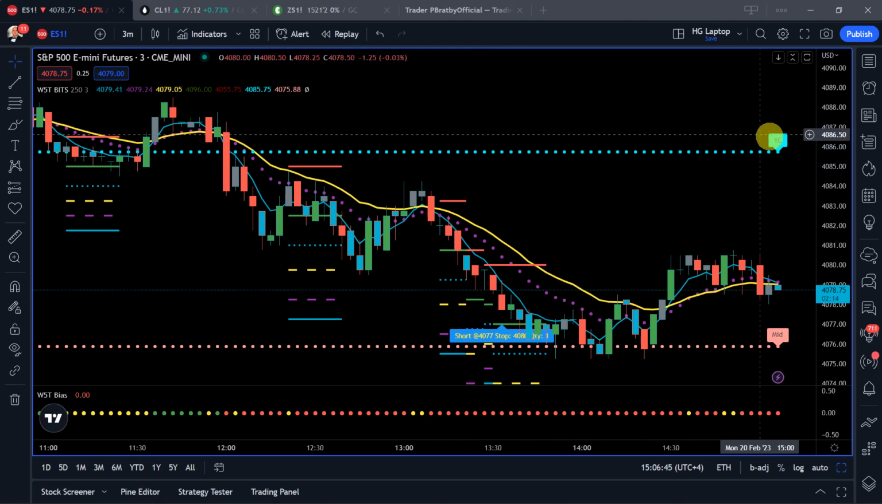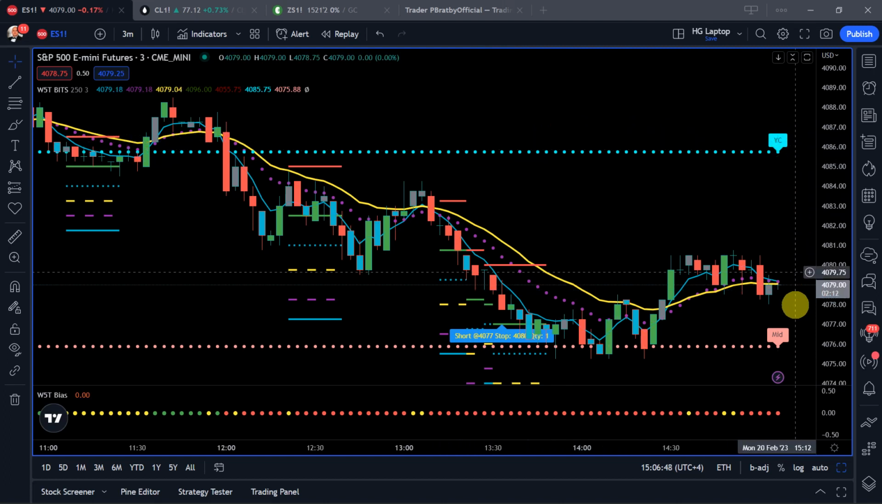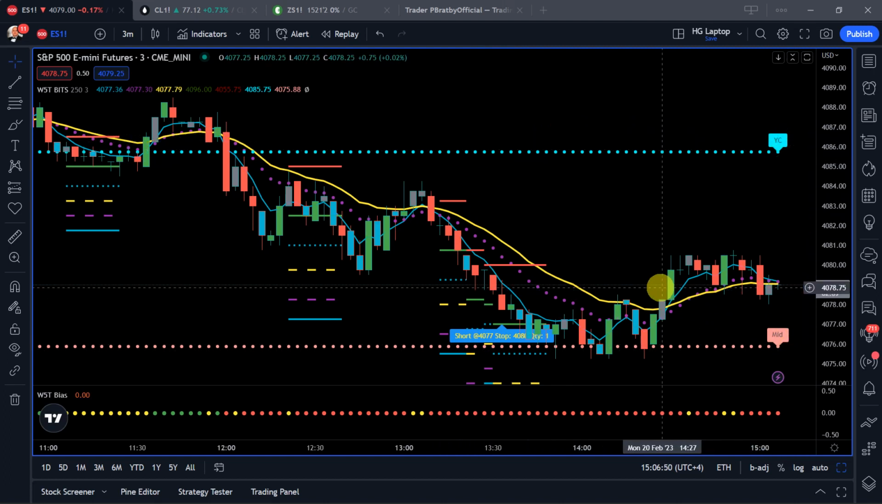We have some indicators on here which are yesterday's close, the midpoint of yesterday's range, the high, the low. Some of those things are going to play into support and resistance. We'll go through that in a minute.